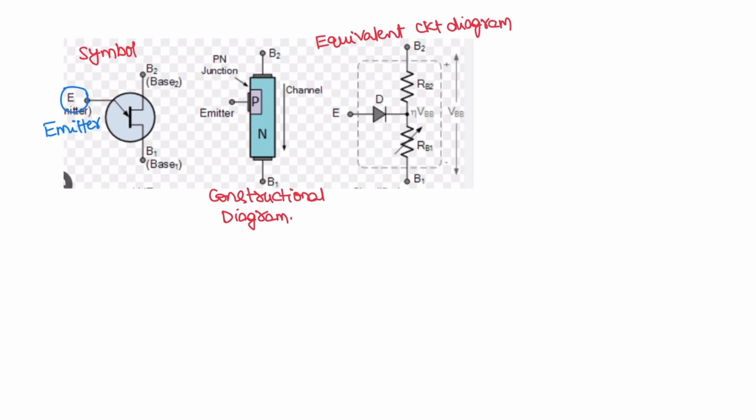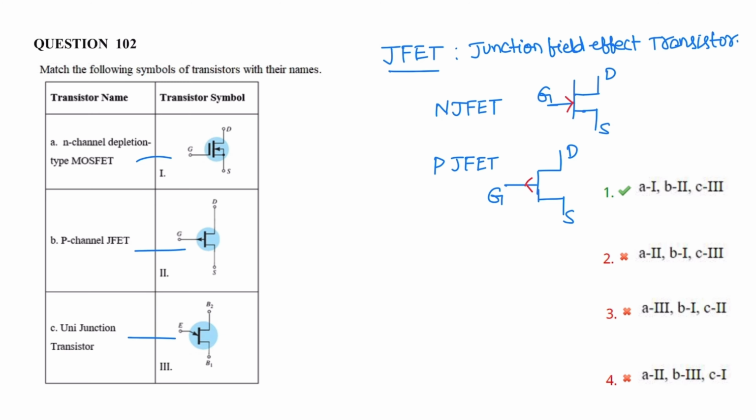So next is the unijunction transistor. This is a symbol for unijunction transistor. It consists of two base terminals B2 and B1 and an emitter E. Here are the constructional diagram and equivalent circuit of the unijunction transistor. So the correct option here is 1.